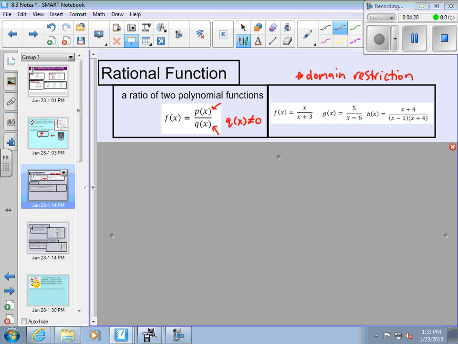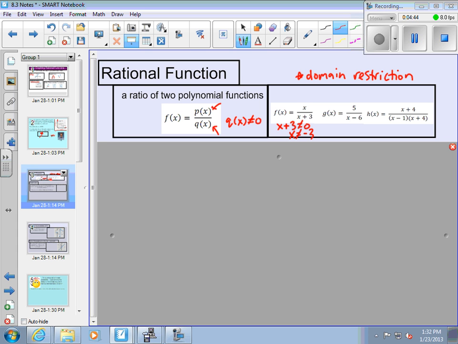And how you find that domain restriction is you take whatever the denominator is and you put it equal to 0. Because by putting it equal to 0, you figure out where that division by 0 happens. So on this one, for example, if we put x plus 3 equal to 0, we know x plus 3 can equal 0. So the number here that's not in the domain would be: x cannot be -3.